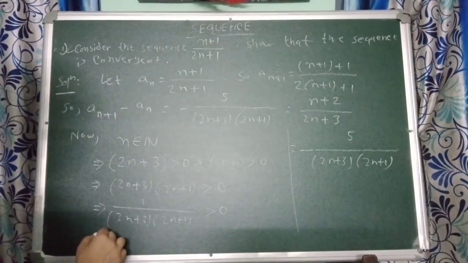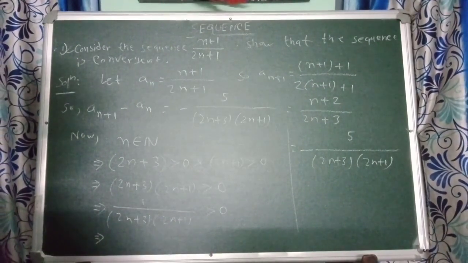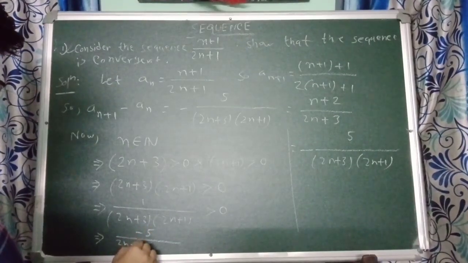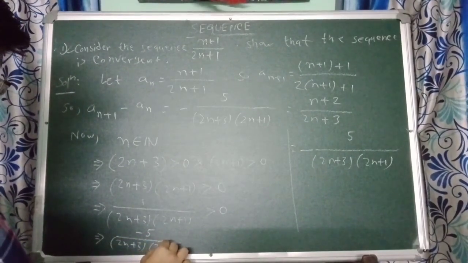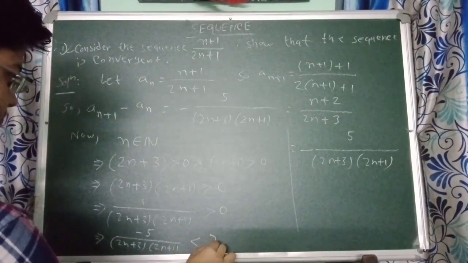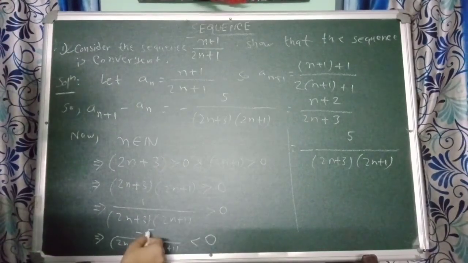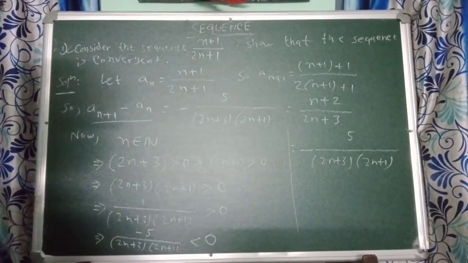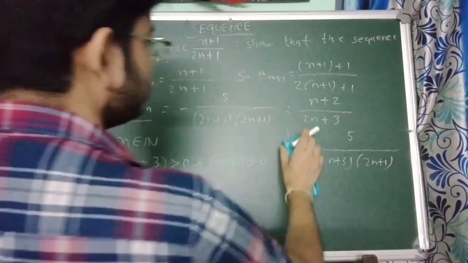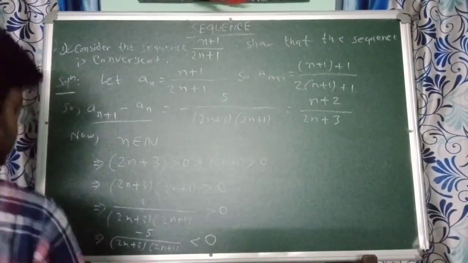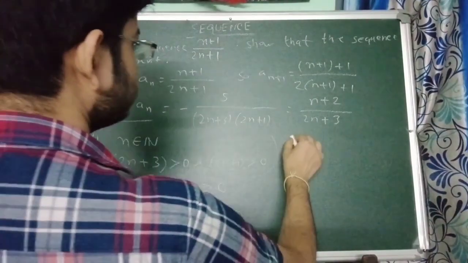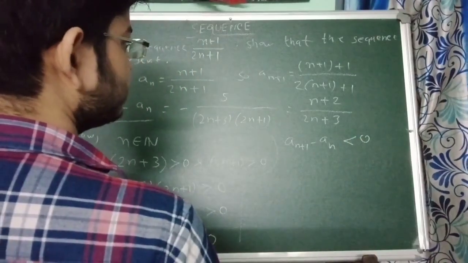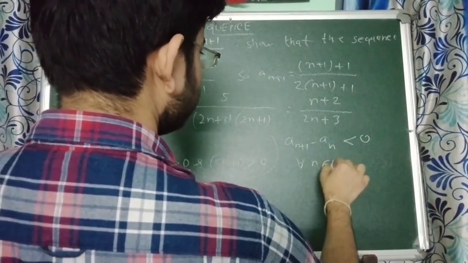Now, if we multiply both sides by minus 5, then the inequality is changed. Minus 5 into 1 divided by (2n+3) into (2n+1) becomes less than 0, and minus 5 divided by (2n+3) into (2n+1) is a_{n+1} minus a_n. So we conclude that the expression a_{n+1} minus a_n is less than 0 for all n belongs to natural number.